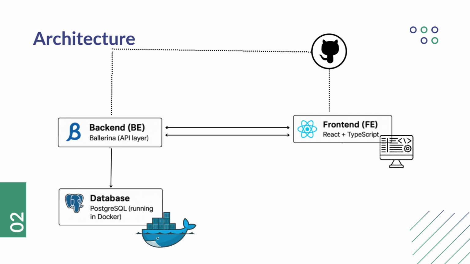Here's a quick look at the technical architecture. The front end is built with React and TypeScript for a modern, responsive UI. The back end is powered by Ballerina, which provides a secure REST API for finance operations. For storage, I'm using PostgreSQL, running inside a Docker container for easy setup. The front end communicates with the back end via REST APIs, and the whole project is integrated with GitHub Actions, where the front end runs build and prettier checks. This makes the system reliable and developer-friendly.